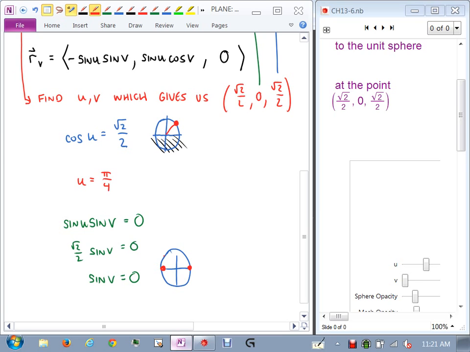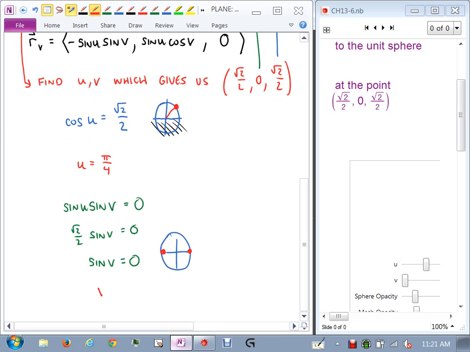And 2 pi. It's actually 3 places. Do you agree? So v could be 0, or it could be pi, or it could be 2 pi. Yes? So which one is it? How do we know it's 2 pi?